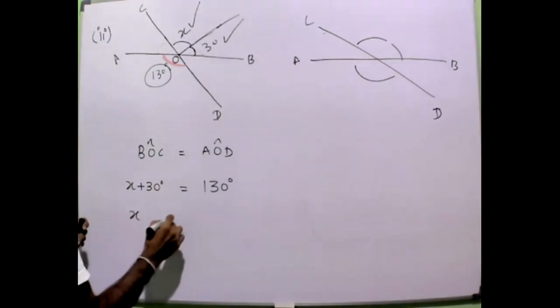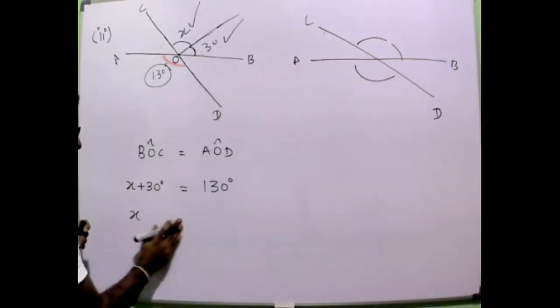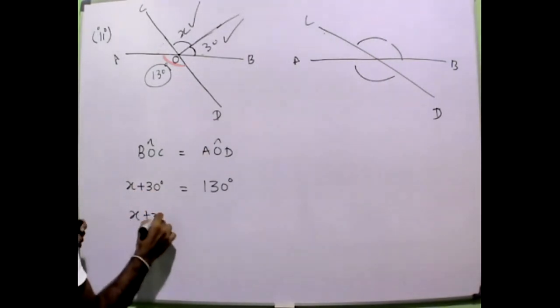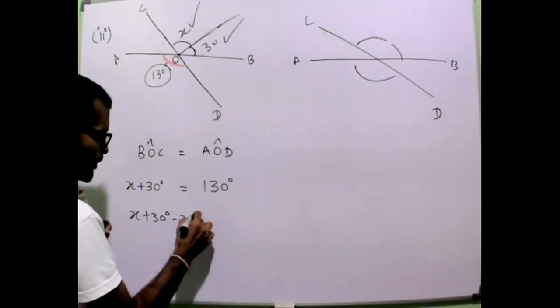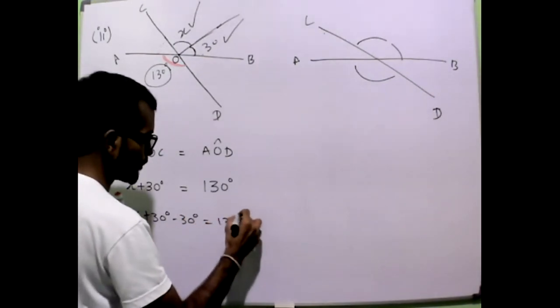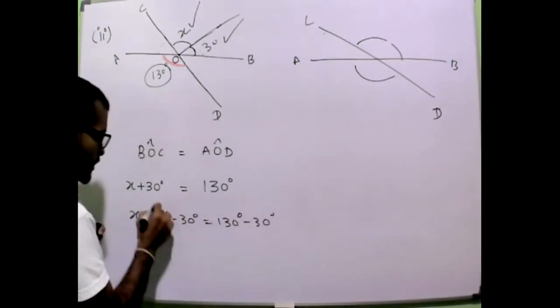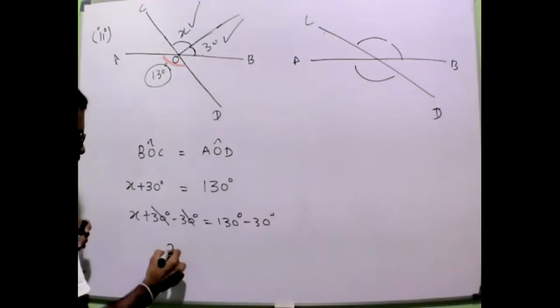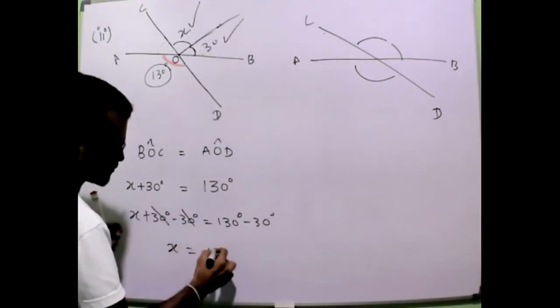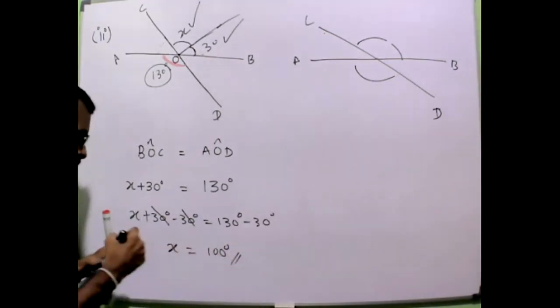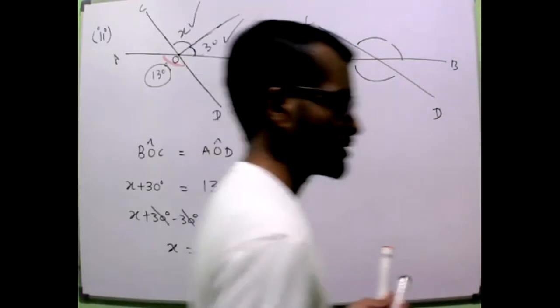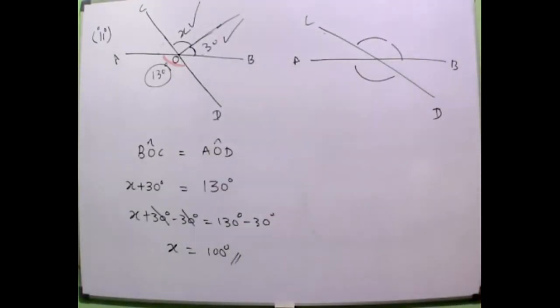So here 30, right? Subtract from both sides. Cancel out, cancel out. x equals 100. So the value of x is 100. This is the way that you need to follow.